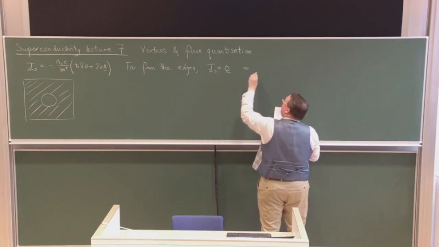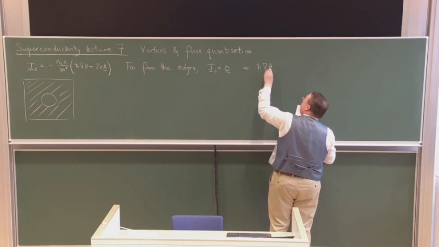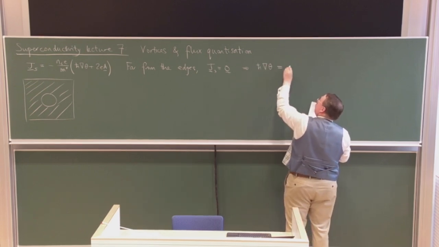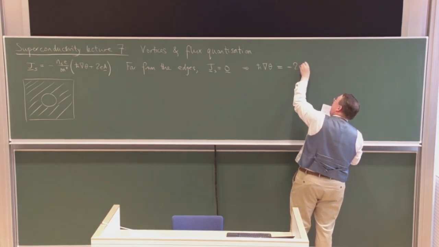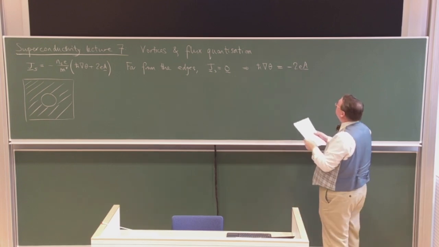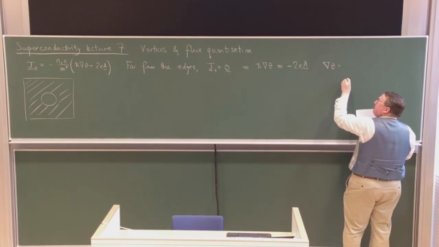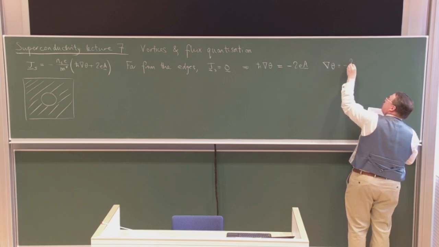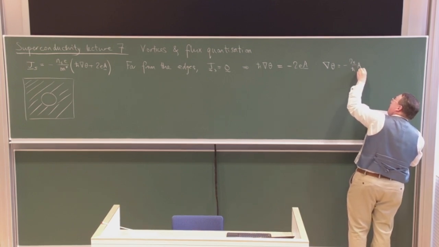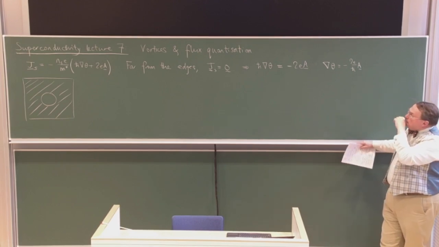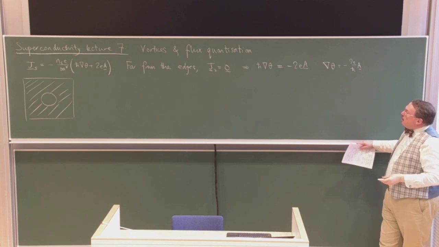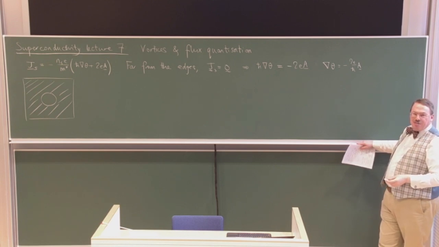And as you can see from that equation, it follows that h bar grad theta is equal to minus 2EA. Or if we move the h bar across, the gradient of the phase is minus 2E over h bar A. Now, an obvious solution to that is just to set the gradient of the phase and the vector potential to zero. But that's not the only solution.